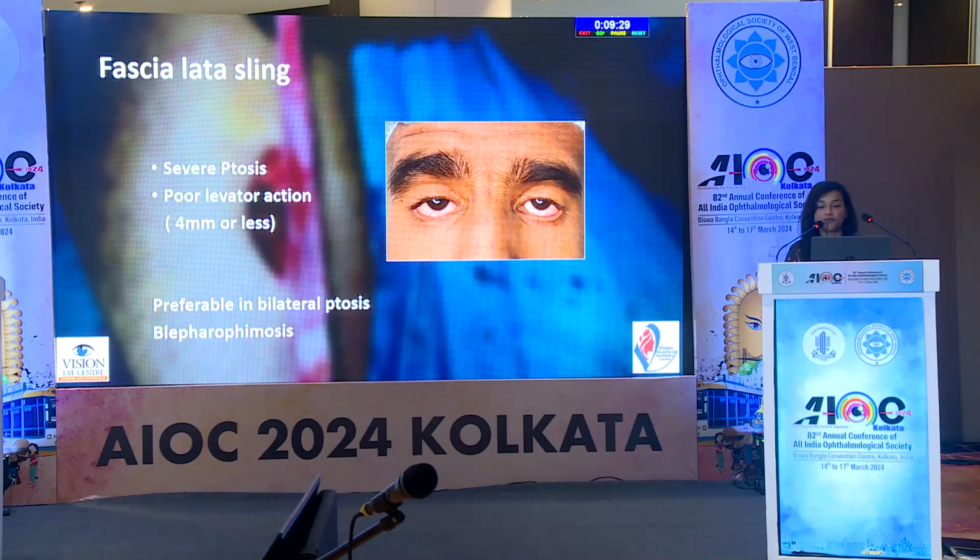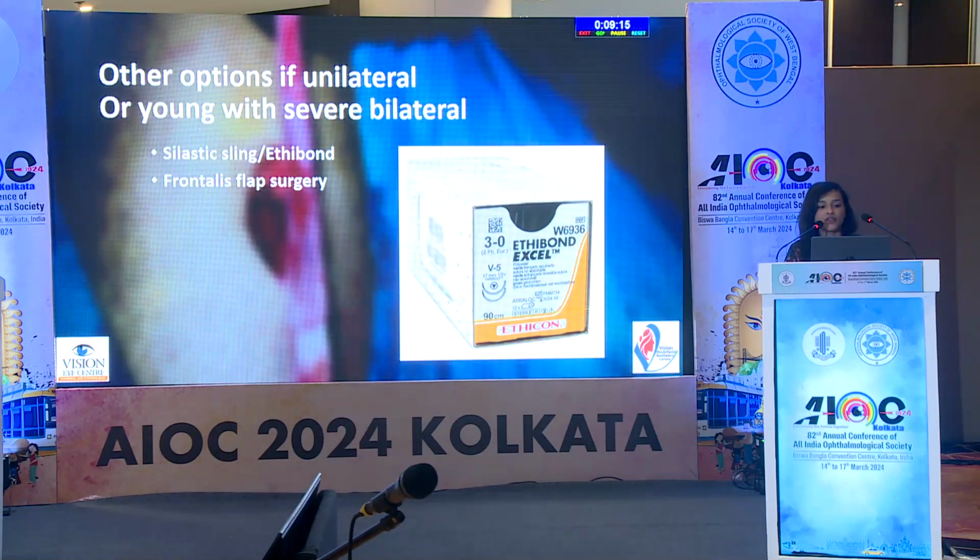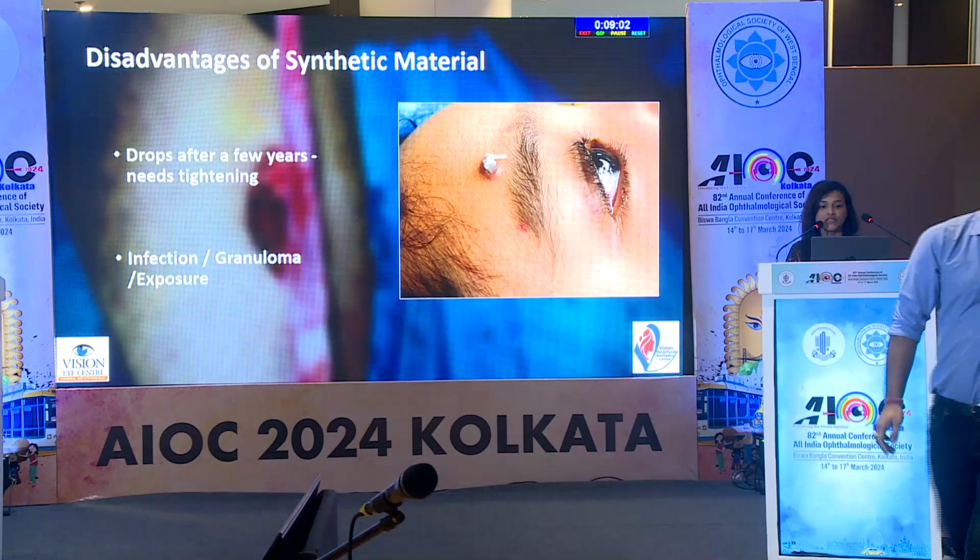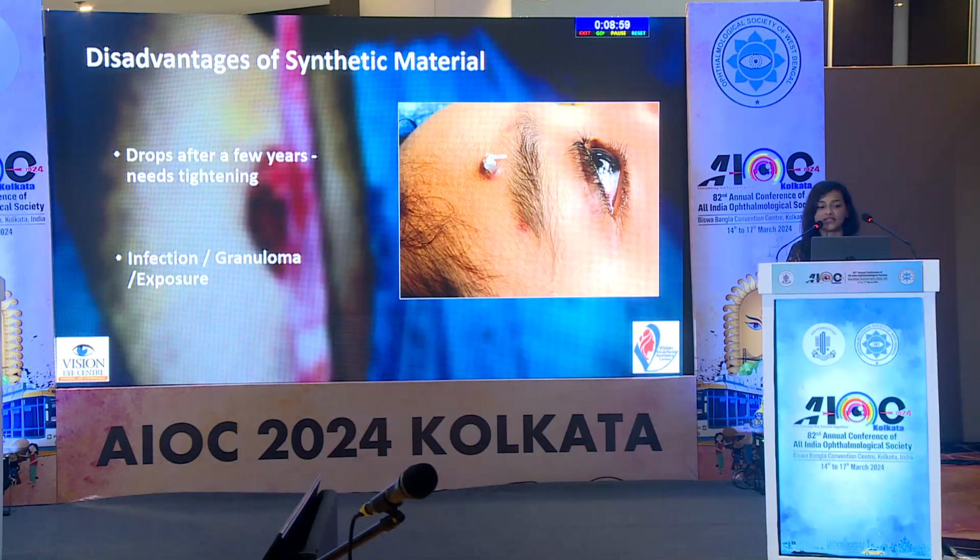When there is a poor levator action, of course we go in for this surgery, but fascia lata is preferred especially in bilateral cases such as these, that is in blepharophimosis. With severe bilateral ptosis, you can also opt for a frontalis flap surgery. However, it's been done only in recent years and it doesn't have too many studies yet on how it does in the long term.